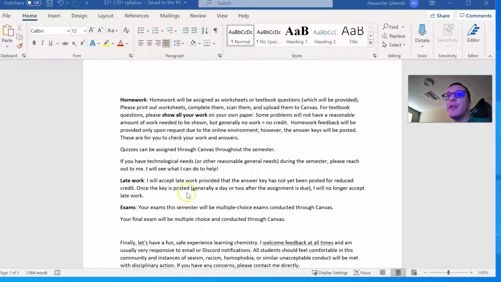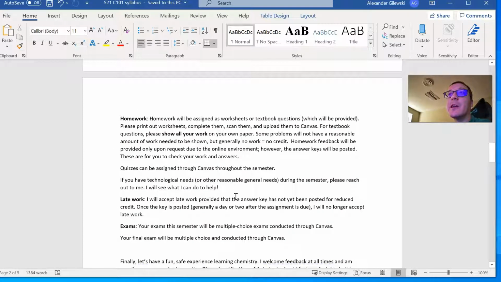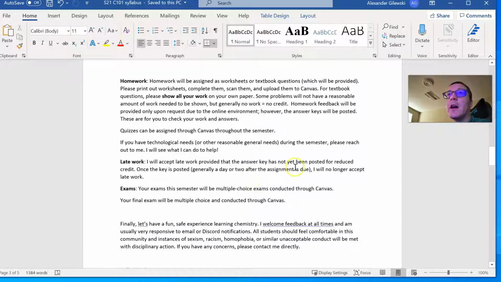Let's see. Exams. Your exams are going to be multiple choice through Canvas. We'll go over those closer to the exam date. If you scroll back up, you can see the exams in bold. Those are going to be on Mondays. So it's going to be that first day that you see there. So, for example, your first exam is on February 8th. So exams are going to be on Mondays. And you're going to have all day to do those exams. So they'll open at midnight on Monday, and they will close at 11:59 on Monday. So you'll have 23 hours and 59 minutes to do those.